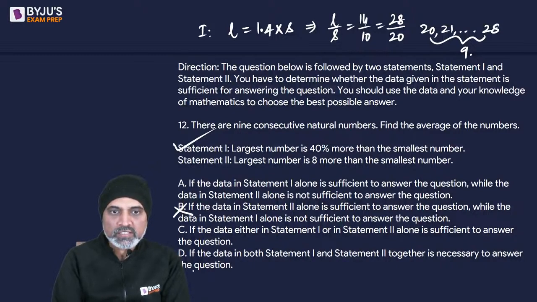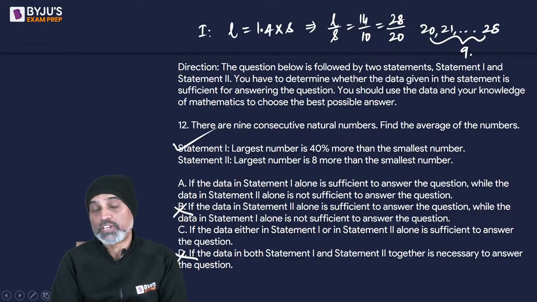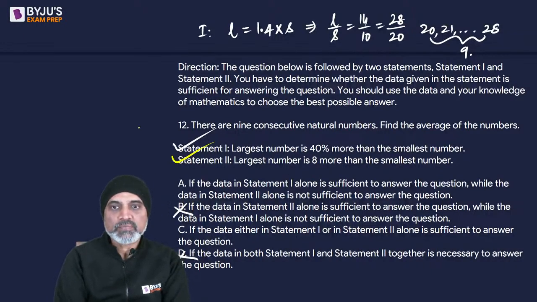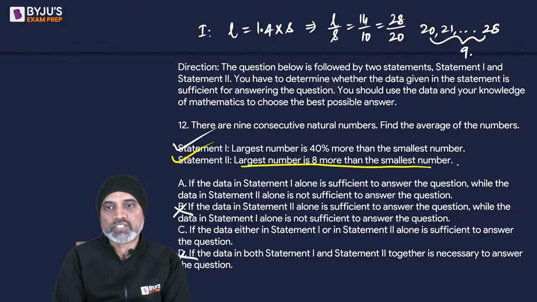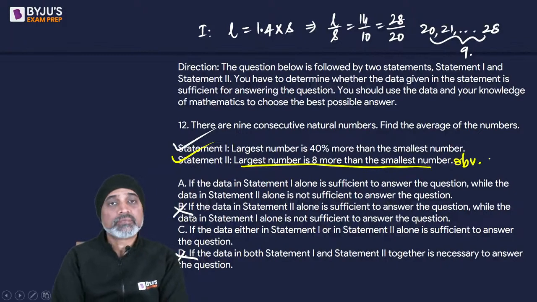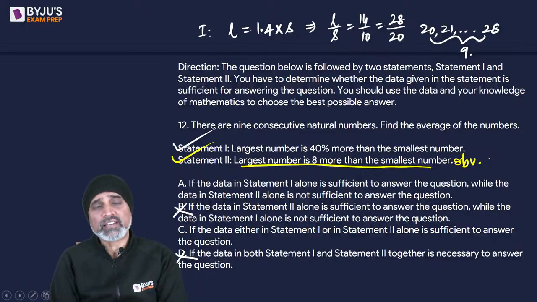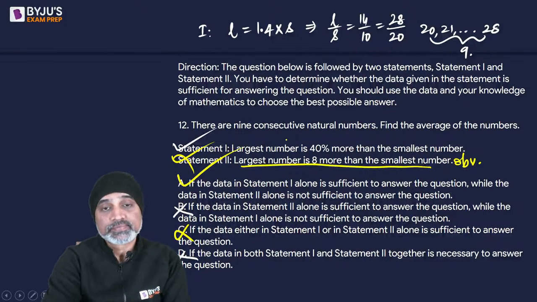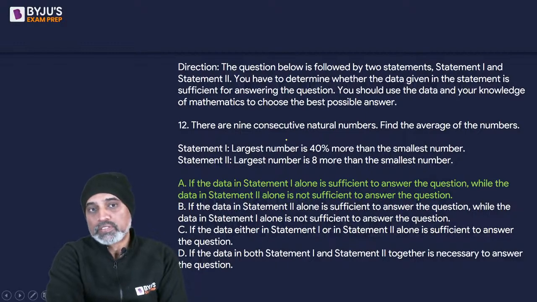B is not our answer and D is not our answer. So we need to check the second one now. The second one says the largest number is 8 more than the smallest number, which is kind of obvious. This is true for any 9 consecutive numbers you take. The larger one will always be 8 more than the smaller one, right? So this doesn't make sense. So statement 2 will not help us. So C is not our answer. Our answer is A. Statement 1 alone will help us, the second will not.